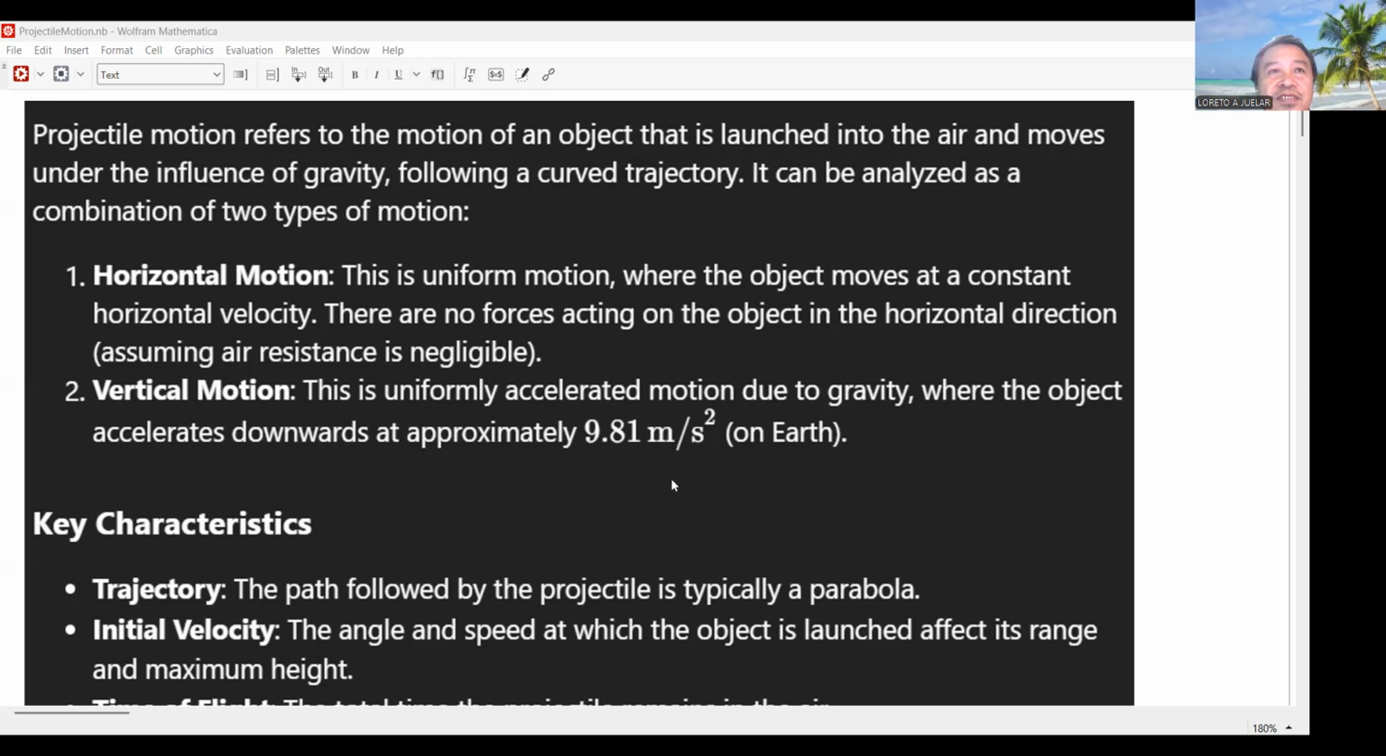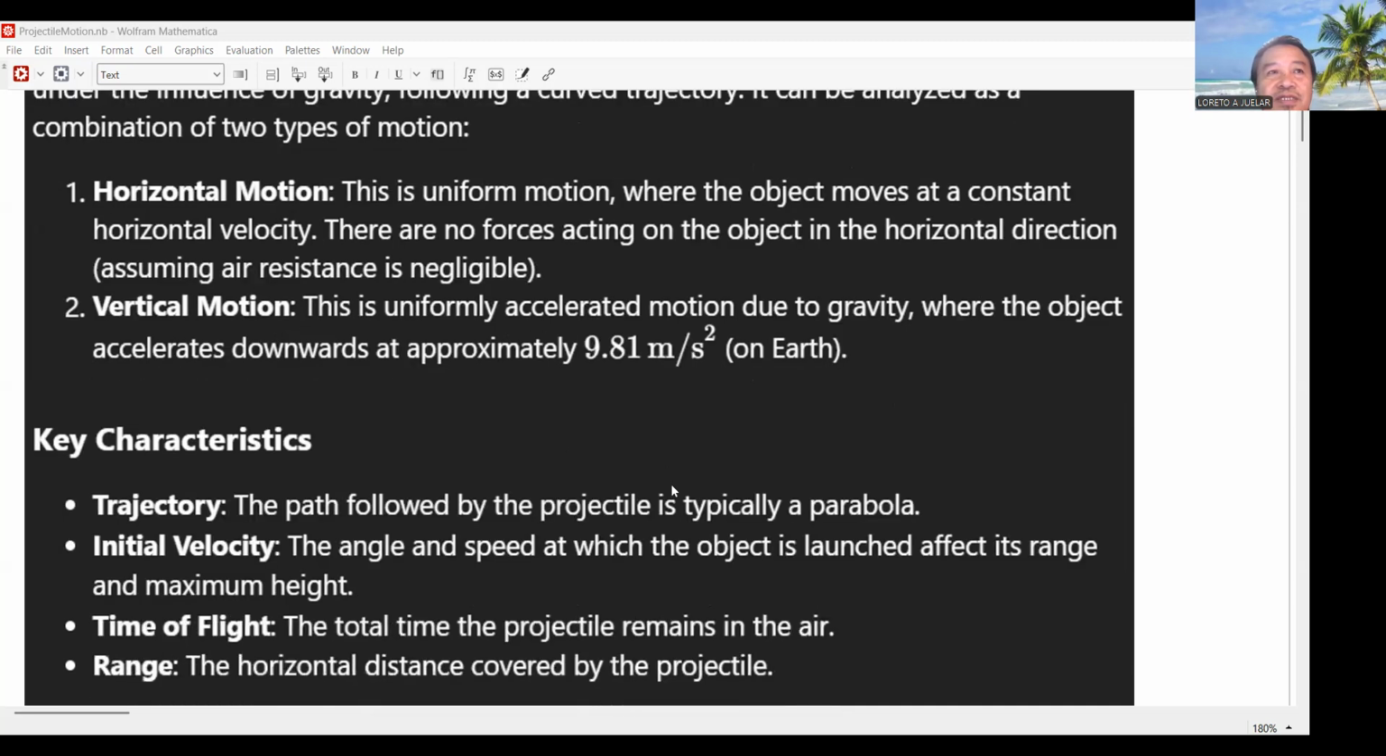Vertical motion is uniformly accelerated motion due to gravity, where the object accelerates downward at approximately 9.81 meters per second squared on Earth.